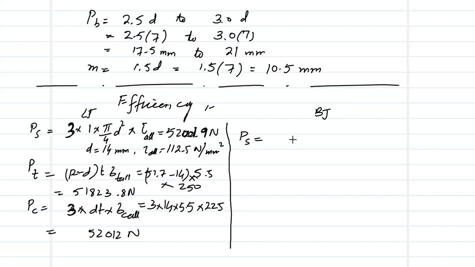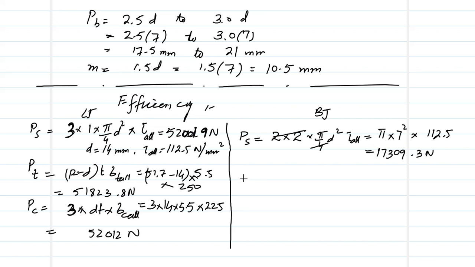So for the butt joint we have two rows, and each rivet is in double shear because it's a double cover. So 2 into 2 into pi by 4 d square times tau allowable. This is cancelled with this. What you get is pi times 7 square, which is the diameter of rivet in case of butt joint, into tau allowable, 112.5. The answer comes out to be 17309.3 newton.